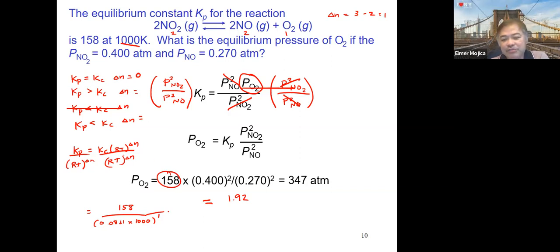So delta n is what? What's the value of delta n for that to happen? Positive or negative? That is a positive.